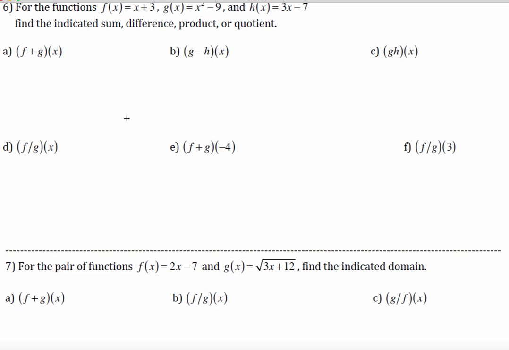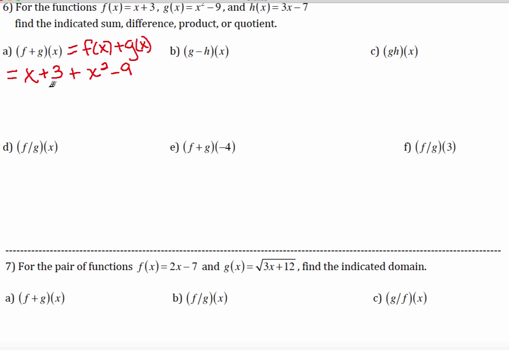Okay, for number 6, we're just going to be performing operations on functions, which are plus, minus, times, and divide. So f plus g of x is equal to f of x plus g of x. And that is equal to x plus 3 plus x squared minus 9.